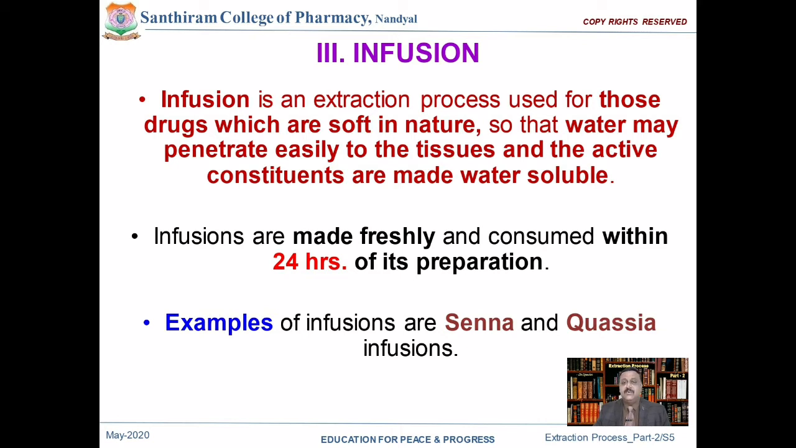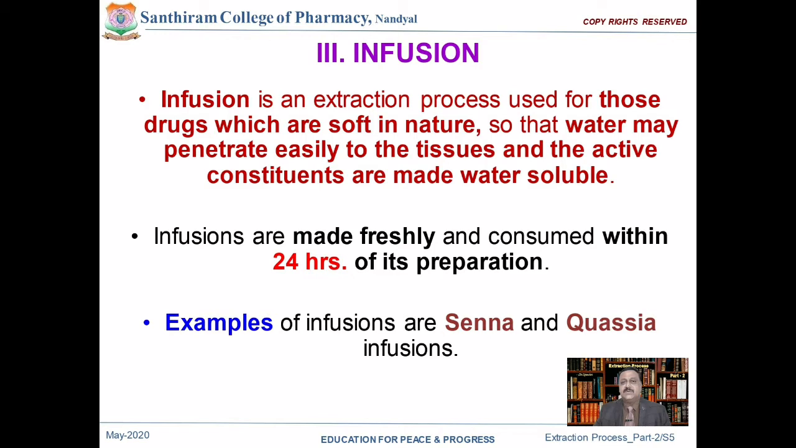We have good examples of infusions, and these include infusions of senna and quassia. Senna infusion and quassia infusion are good examples of extracts which are prepared by infusion methods.